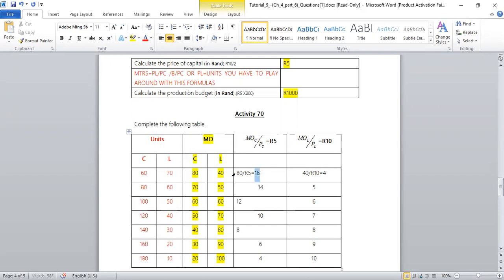We are following this procedure. So the only thing that is changing here is, here it's going to be 70 divided by 5, here 50 divided by 10. So you take your marginal output for a certain variable divided by the price for a certain variable. Do you understand? Yes, I understand. All right.